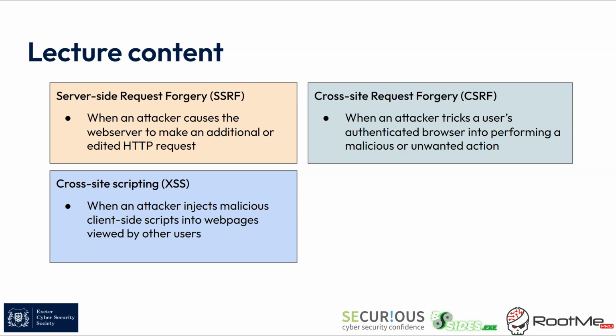The first 2 are to do with request forgery. So it's to do with an attacker tricking a target into doing a request that they didn't intend to do. And the last one is cross-site scripting, which is to do with JavaScript injection.